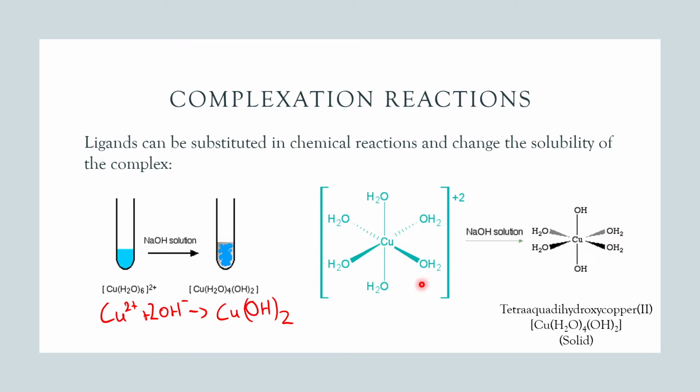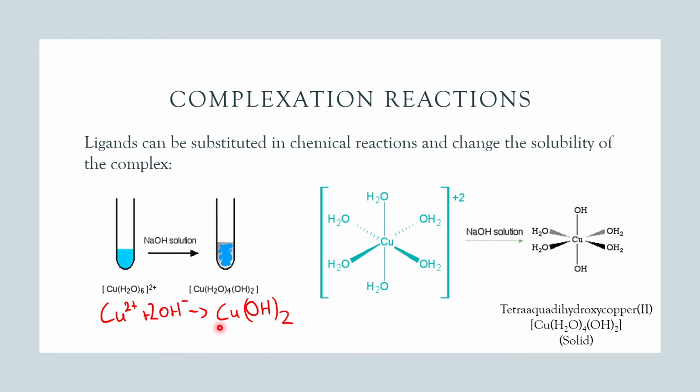Here we have hexa-aqua-copper, 6 waters all the way around. We add our hydroxide ions. We keep 4 of the waters, and the hydroxide groups replace 2 of those waters. That forms tetra aqua dihydroxy copper. Formula down below. And this is insoluble, this complex, and ends up forming a solid.